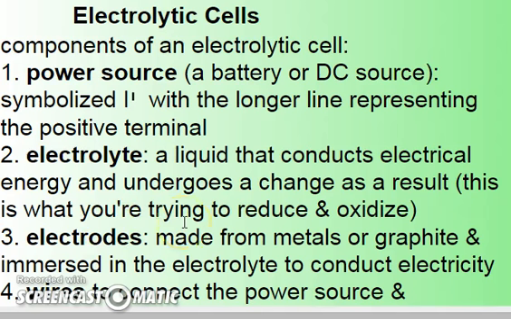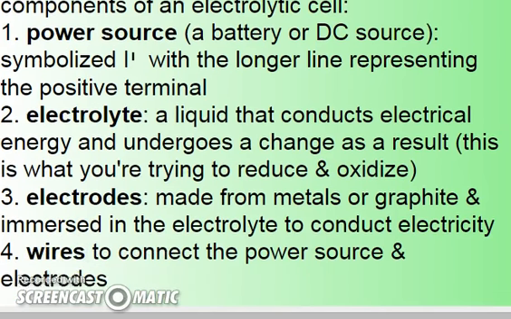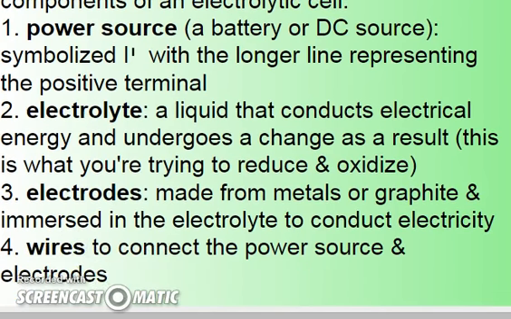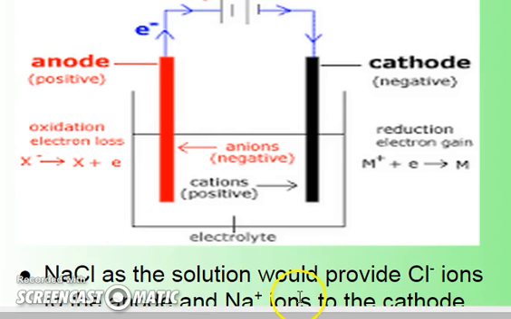So the components of an electrolytic cell are fairly similar to a voltaic cell, except now you need a power source, which has to be a battery or a DC source, so the electrons are only flowing one direction. You have to have the electrolyte, so instead of having two half cells, you have an ionic compound with both positive and negative ions all in one cell. You have to have electrodes to conduct the electricity. And so the electricity is going to be conducted from the battery into the electrolyte to cause the redox to happen. One will be oxidized, one will be reduced, and then you need wires to connect the whole thing. So here's a picture of what an electrolytic cell could look like.